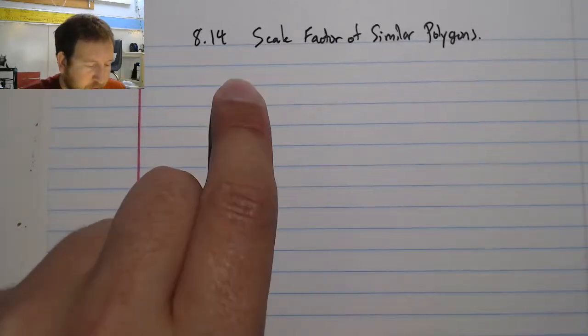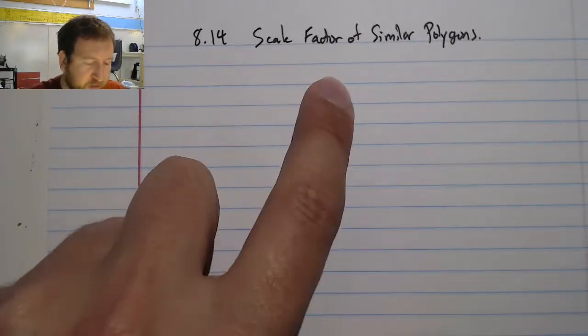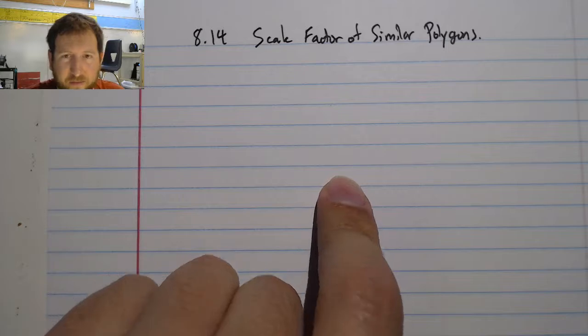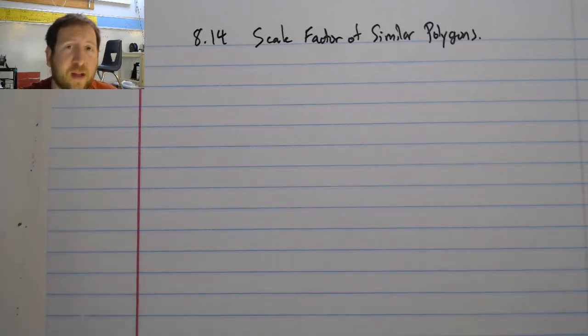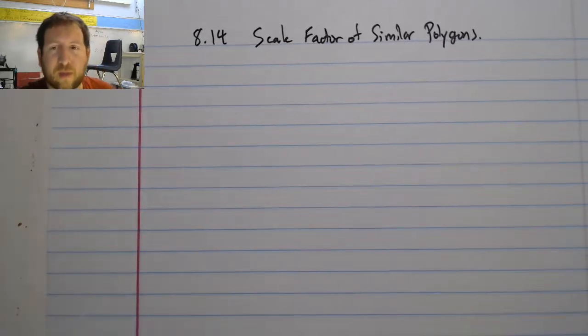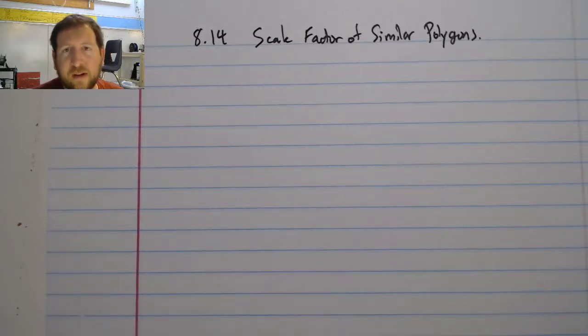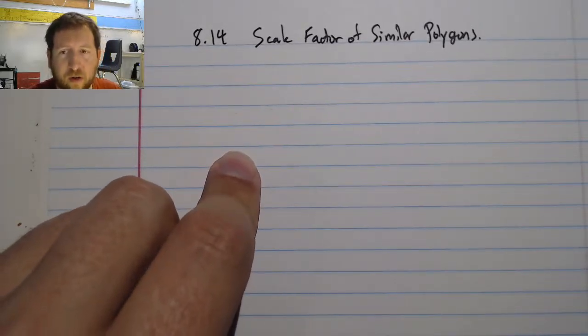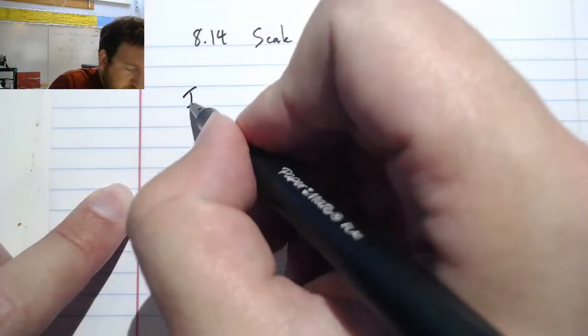Alright, I want to talk quickly about this section, 8.14, scale factor of similar polygons. Now, we talked a little bit about this in the next section, and some of these homework problems I'm not a big fan of, so I think this one's going to be really fast and really easy. The big thing here is we're going to be discovering some measurements through a way of measuring called indirect measurement.